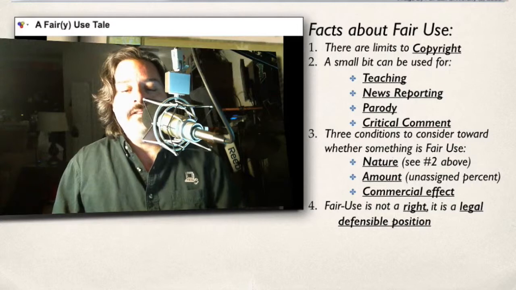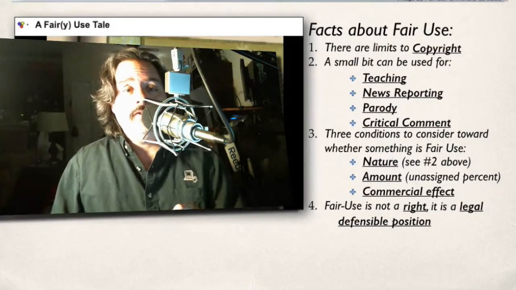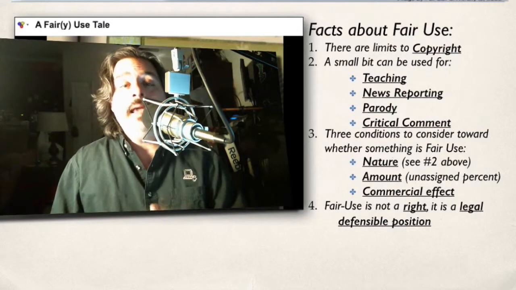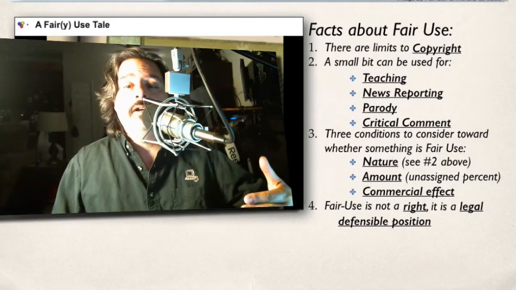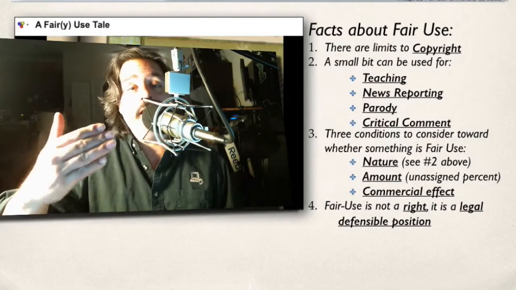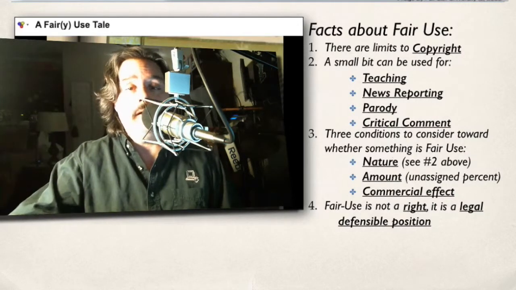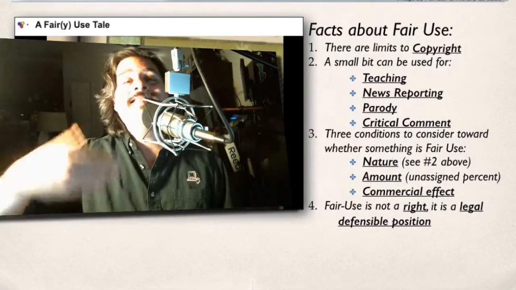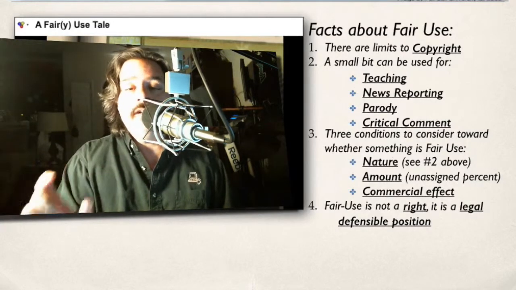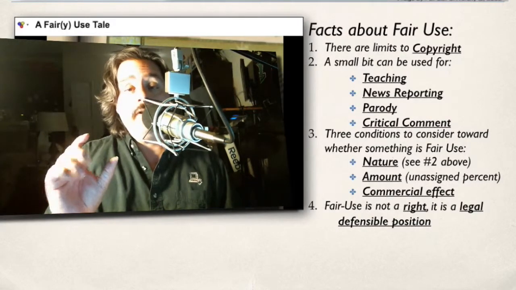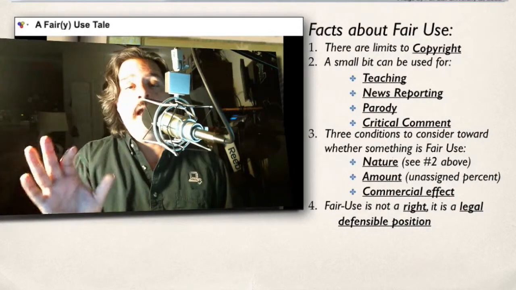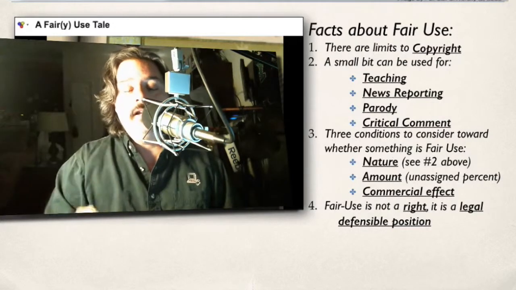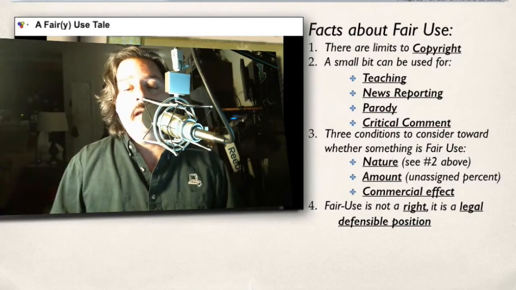And then the last one was fair use is not a right, so you can't claim fair use in advance. It is a legally defensible position. Basically, once you have been brought into a legal entanglement and you are standing in front of the judge or you are making a counterclaim, that's when you can say that your usage of this piece of media was protected by the fair use clause. You can't claim it in advance. You have to wait until somebody has made a claim against you, and then you can claim fair use.